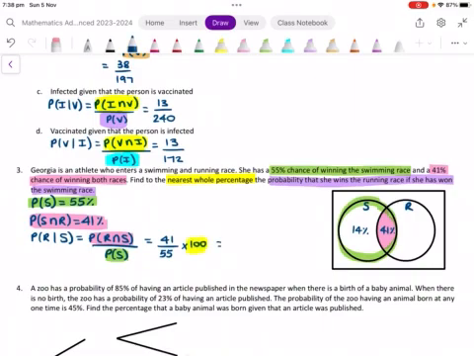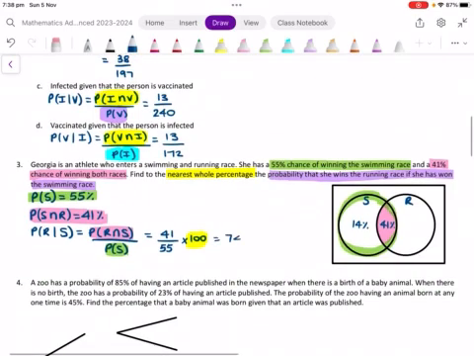So when we do 41 over 55 times by 100, we get 74.5454... Okay, so this is, to the nearest whole percentage, 75%. So the probability that she wins the running race if she has already won the swimming race is 75%, which I think is really good odds and chances.